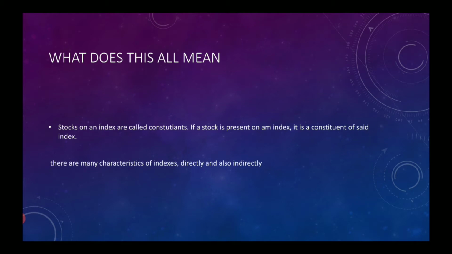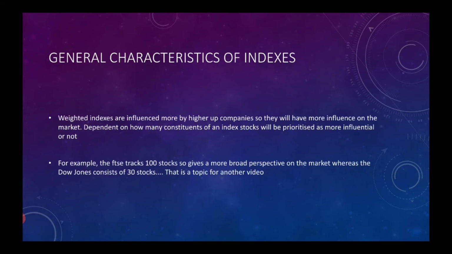So what does this mean? It means that stocks are called constituents. You will see this one a lot. If a stock is on an index, it will be called a constituent of that index. There are many characteristics of indexes, directly and indirectly. General characteristics of them are weighted indexes. These are a different type of index, but these are quite common. Most indexes are weighted in some way or another.